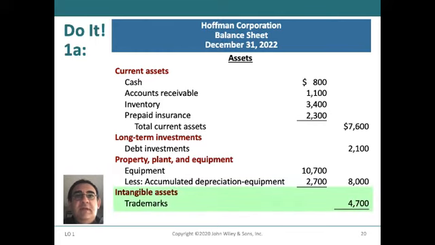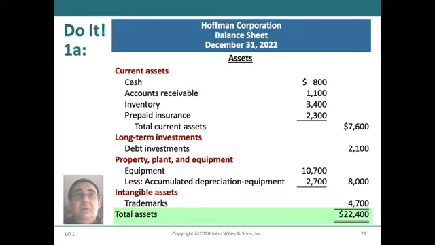Then we have a section for intangible assets. In this case, we only have one, the trademark, for $4,700. So all in, total assets for this company are going to be $22,400.